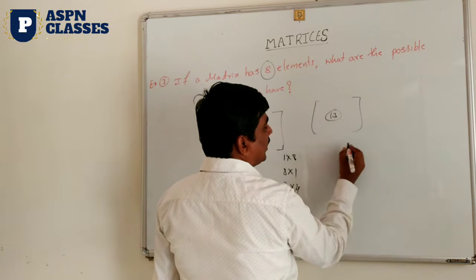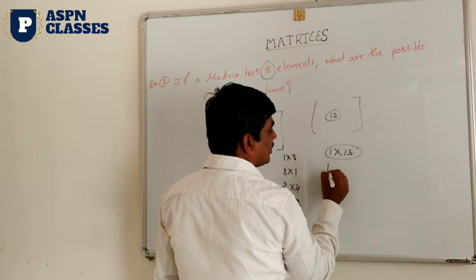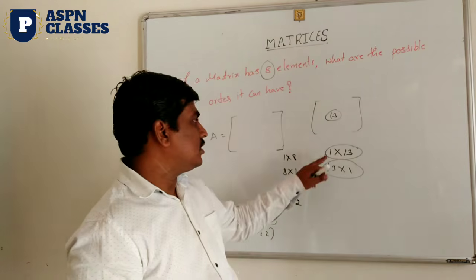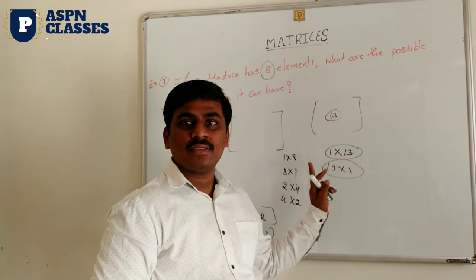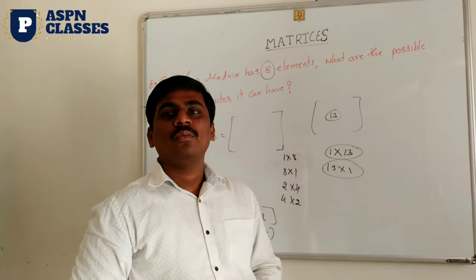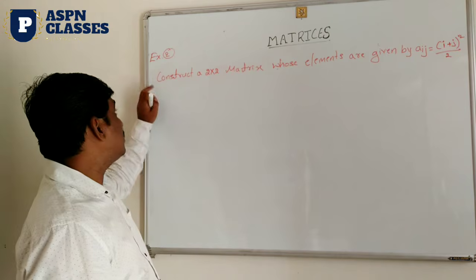It means 13 elements are there in this result. So you have to write only two possibilities, because 1 into 13, only one case, otherwise 13 into 1. Correct? This is a prime number. Only these are the two answers: 1 into 13 or 13 into 1. These are the two possible orders. Okay.